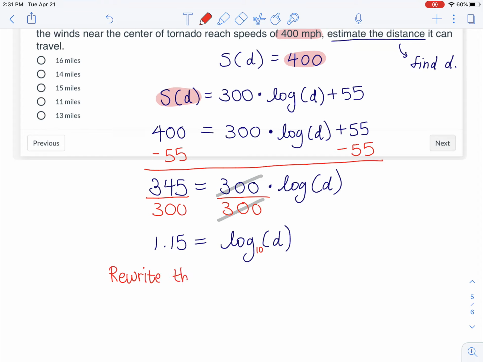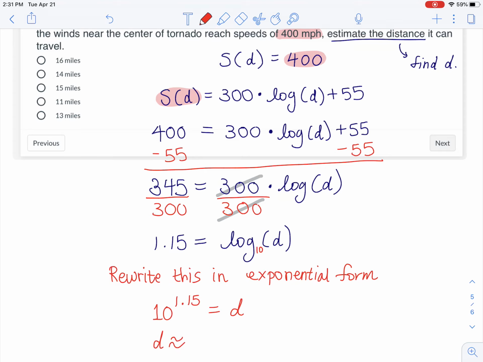Now, what does it mean, log of D? What is that hidden base for a common log? The base is 10, right? Therefore, we can rewrite this in what form? Exponential form. Remember, when you're trying to solve an equation that has a log expression, you're going to have to rewrite this in exponential form. Well, there are a couple cases where we could just set the arguments equal to each other, but here we're going to have to rewrite this in exponential form.